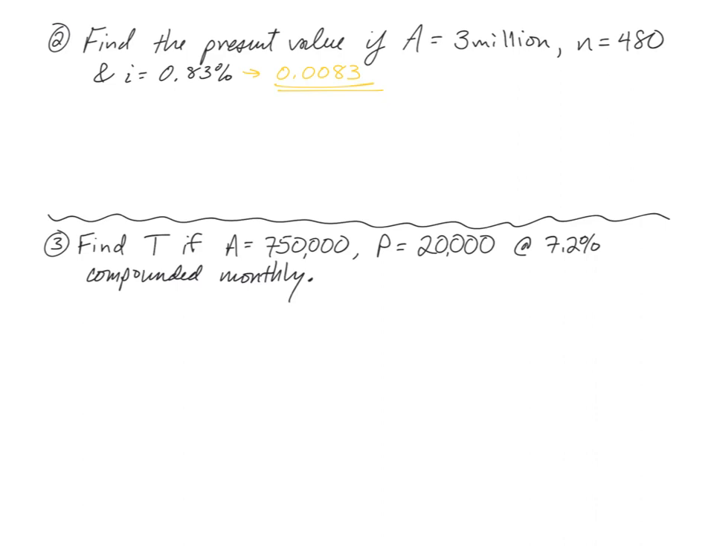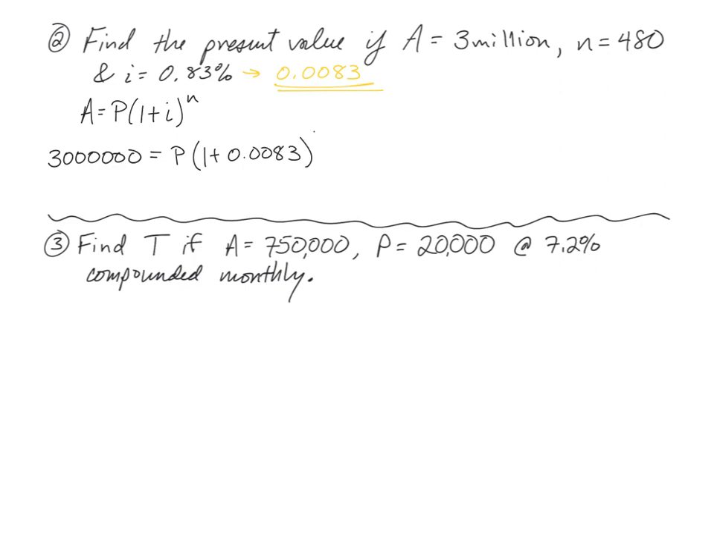And yeah, let's just put these numbers in. So we can get our formula here: A equals P times 1 plus I raised to the n power. We can substitute all of the numbers in the correct place. So the 3 million will be equal to P times 1 plus, what is this?